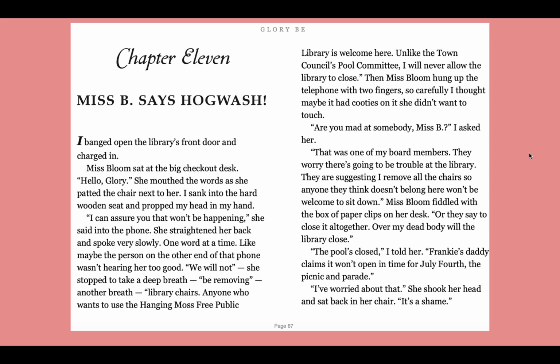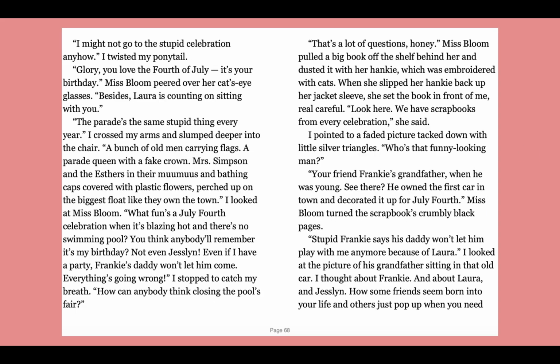She shook her head and sat back in the chair. "It's a shame. I may not go to the stupid celebration anyhow." I twisted my ponytail. "Glory, you love the 4th of July. It's your birthday." Miss Bloom peered over her cat's eyeglasses. "Besides, Laura is counting on sitting with you." "The parade's the same stupid thing every year."